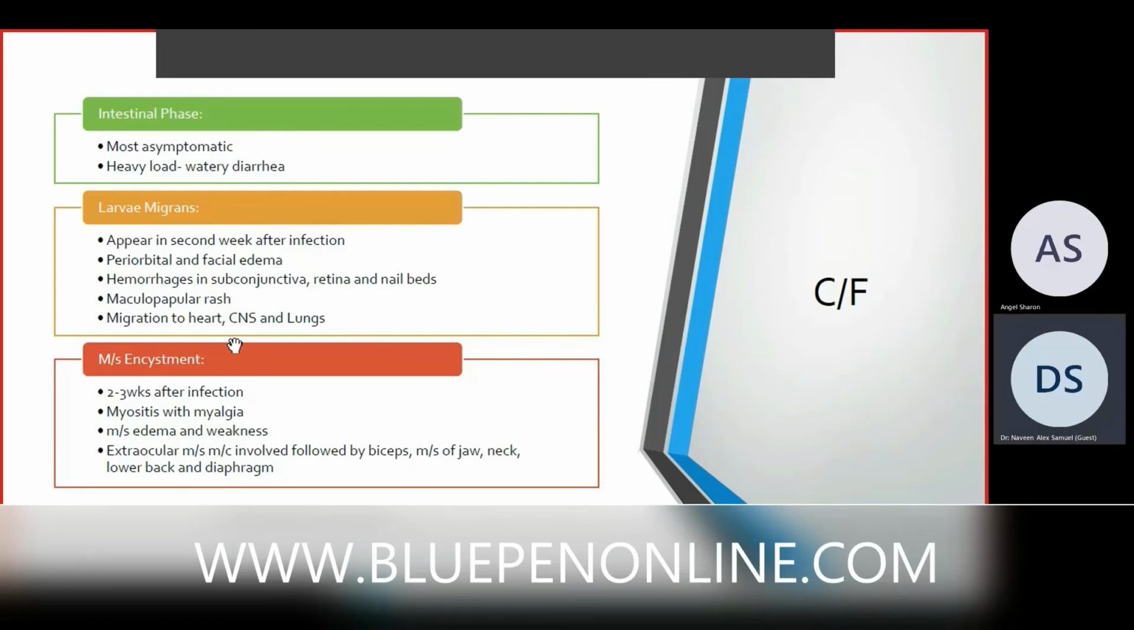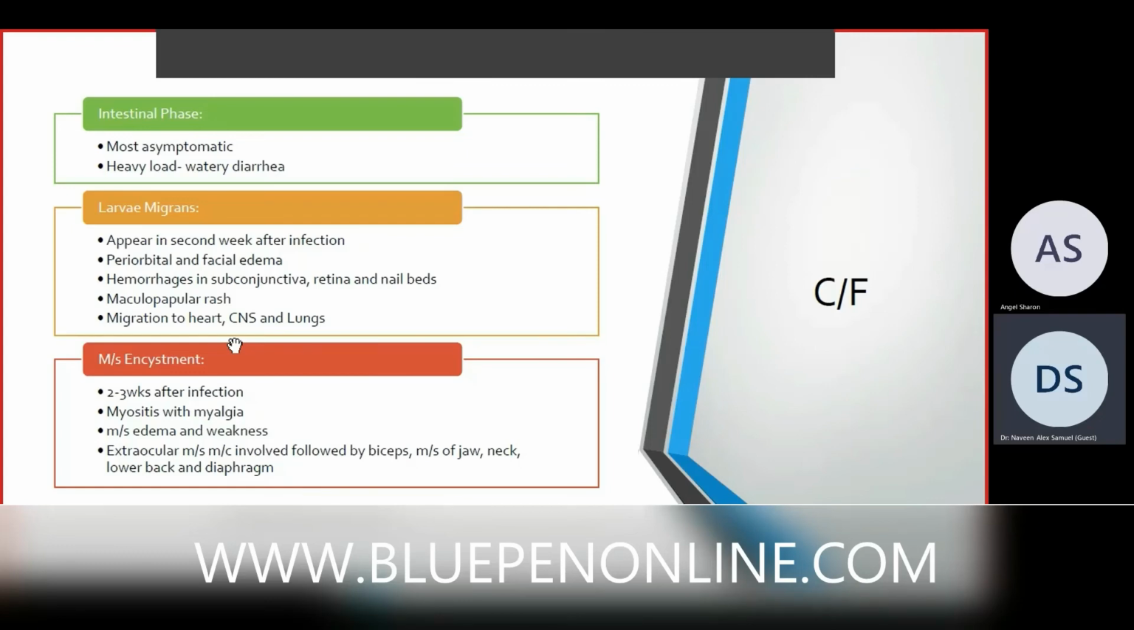So first will be the intestinal phase, and there won't be any severe symptoms. Then once there is larva migrans, all the symptoms appear. There will be cutaneous larva migrans, then visceral larva migrans. Cutaneous larva migrans will lead to skin infection, pruritus, and all those things.